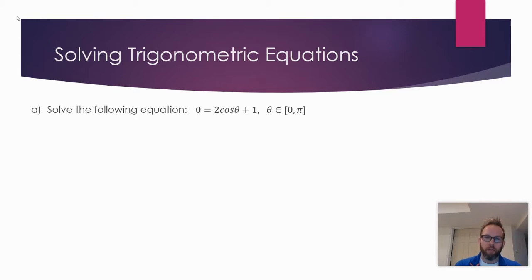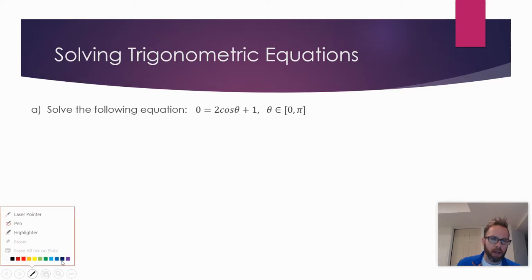We're going to solve this equation here. 0 equals 2 times cosine theta plus 1. The thing with trig functions is because they're periodic, there would actually be infinitely many solutions to this if we didn't restrict it to some domain for theta. So here we're going to restrict theta to be between 0 and pi radians.